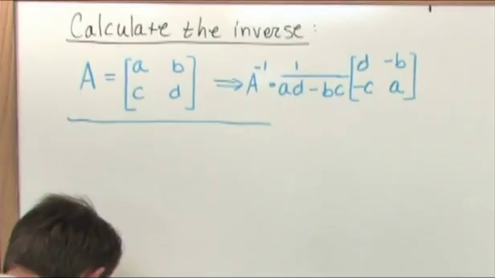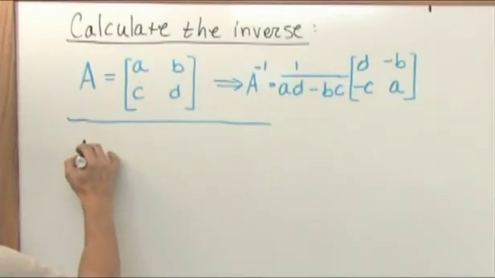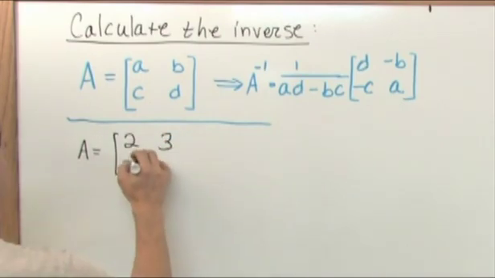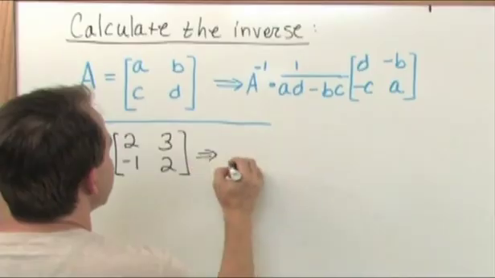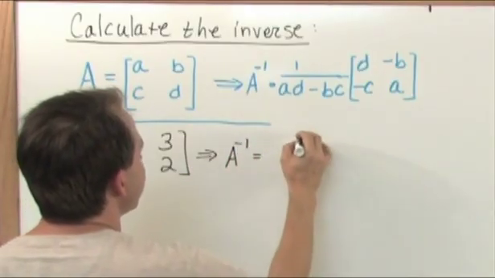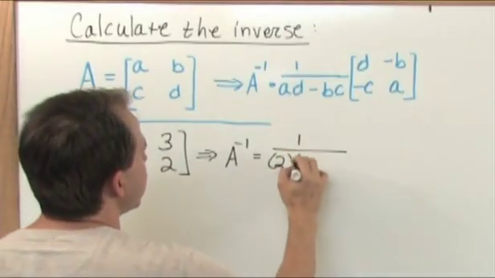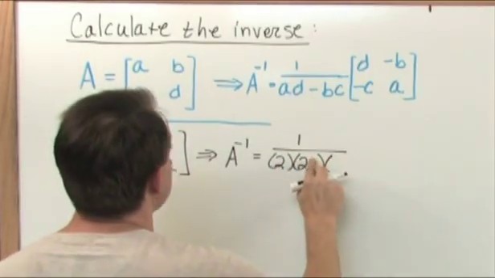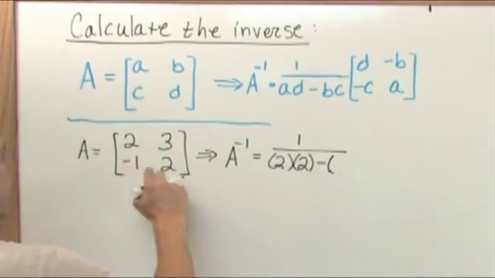Okay, so does it work? Let's go ahead and see if it works. Let's say the matrix that I'm given is 2, 3, negative 1, 2. That's a matrix, and I'm asked to calculate this matrix inverse. So I'm going to calculate the matrix inverse exactly how I have it written down here. 1 over A times D, this times this, so it's going to be 2 times 2 minus B times C, 3 times negative 1.